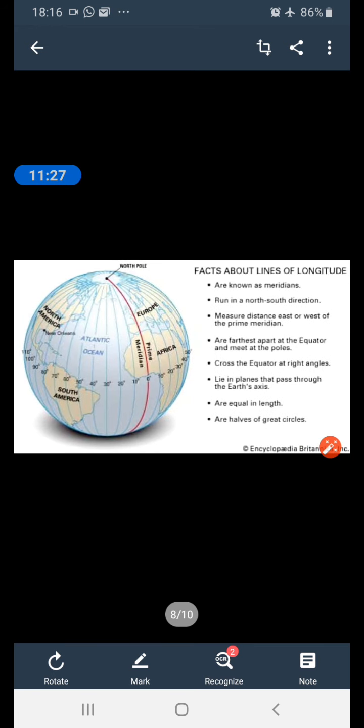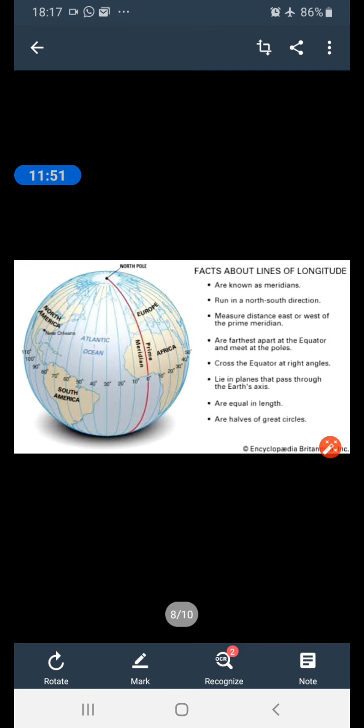The distance decreases gradually as one moves towards the poles. So in this figure you will see that at the equator, the distance between all the lines of longitude is 111 kilometers. Now, as one moves towards the pole, the distance between two lines of longitude gradually decreases because they are all meeting at the poles. They are not parallel, but they are meeting at the poles.